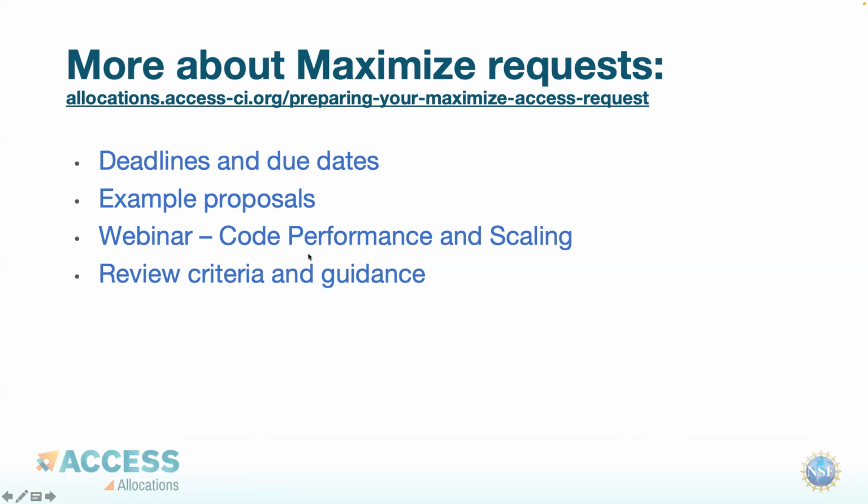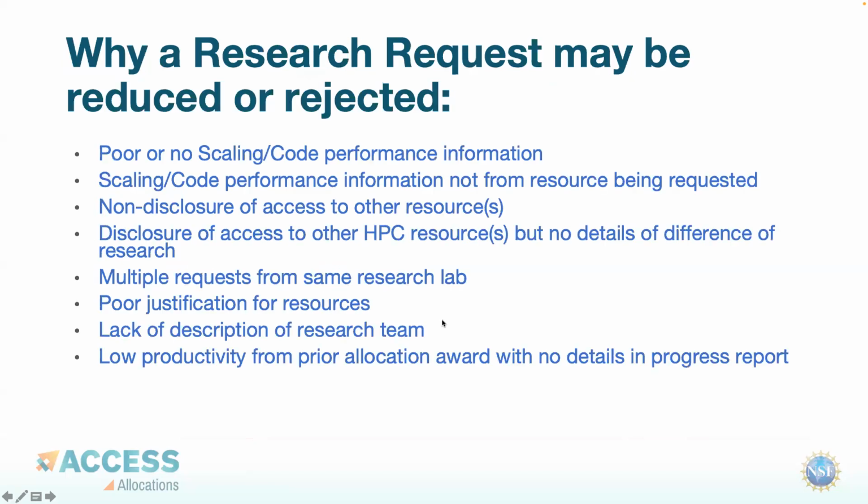There's also a webinar out there about code performance and scaling. So if you haven't prepared a code performance and scaling document, you want to take a look at that about what we're really looking for. And it's fairly detailed with some questions and good material. And then there's more information about the review criteria and guidance and all that. So there's a lot more detail, font size, spacing, margins, all that for your documents. You don't want to get tripped up by that. So please have a look at that as well.